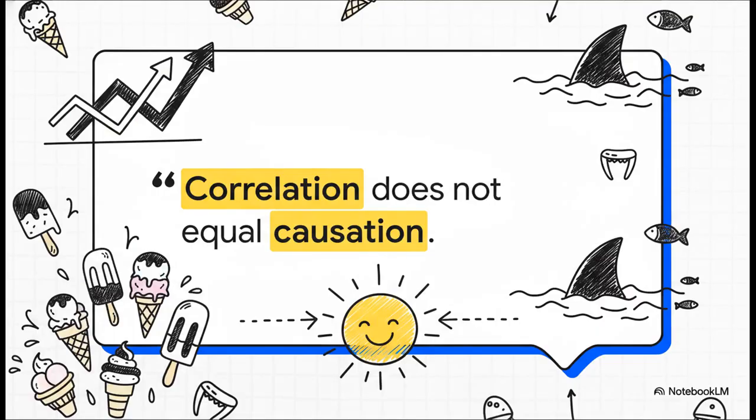And this brings us to maybe the single most important warning in all of statistics. Correlation does not equal causation. I'll say it again. Just because two things move together doesn't mean one is causing the other. The classic example is ice cream sales and shark attacks. They both go up in the summer. But eating ice cream doesn't cause shark attacks, right? There's a hidden factor, the hot weather, that's driving both.